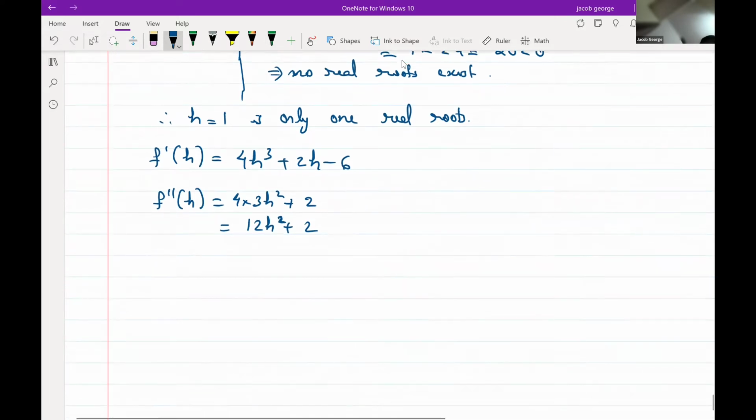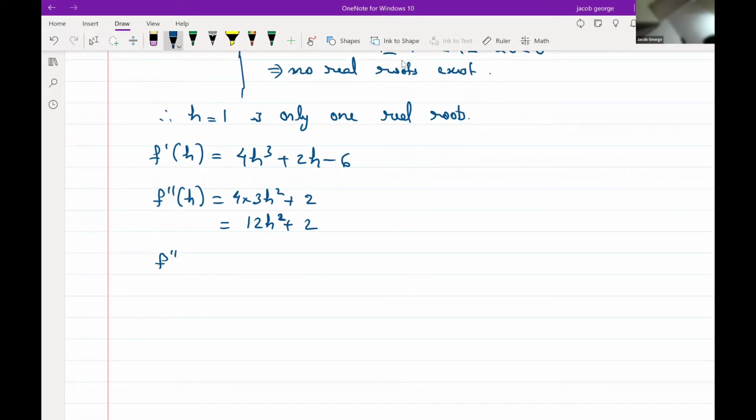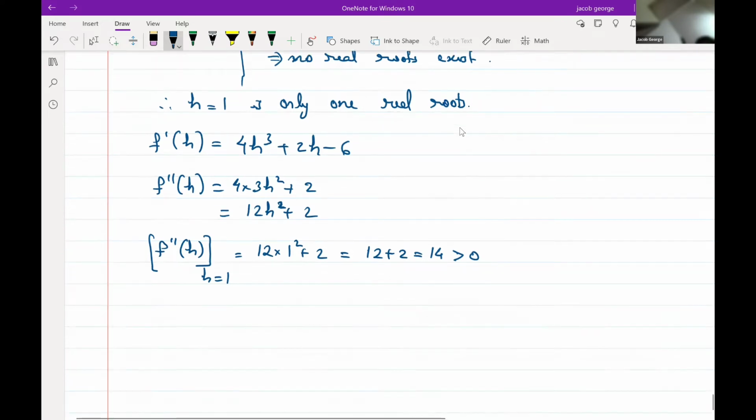Then f double dash h at h is equal to 1 is 12 into 1 square plus 2, which is 14. It is clearly greater than 0. Okay, the second derivative is clearly greater than 0. Second derivative greater than 0 means what do you conclude there? The distance PQ is minimum at h is equal to 1.